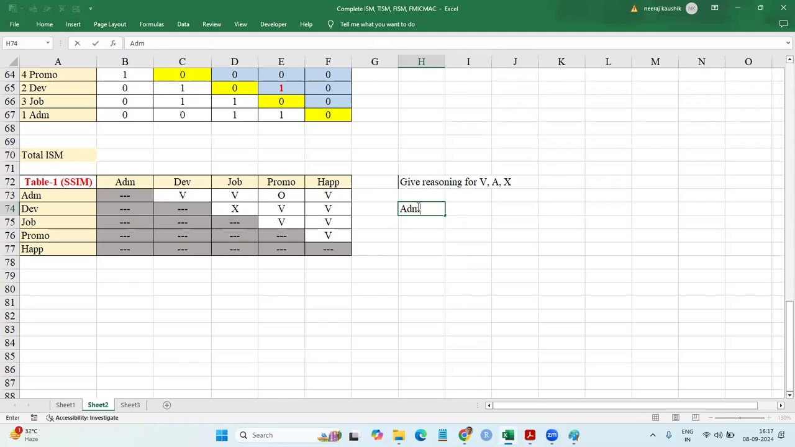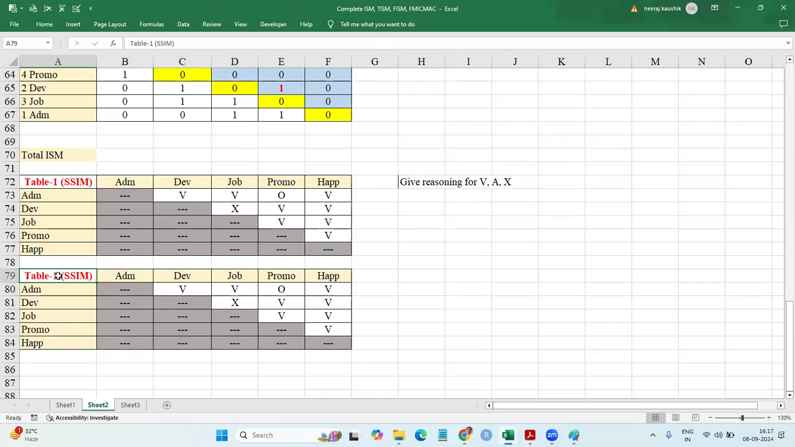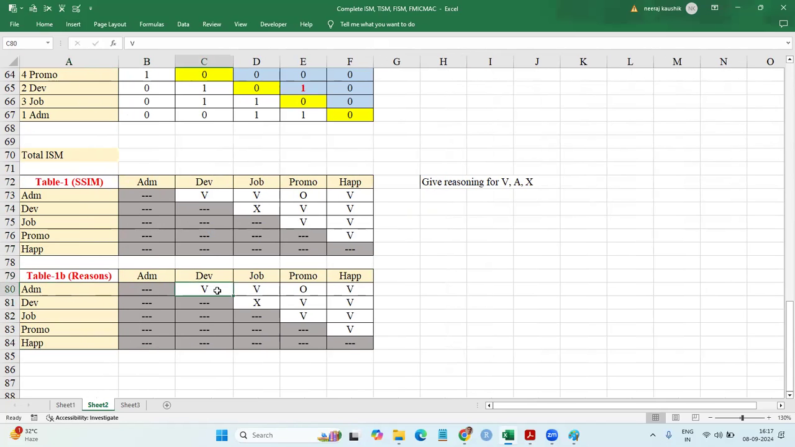From admission, or maybe I will make a table like this. This is table number 1, which the experts have given. And now you make a second table here, or table 1B. Here, give the reasons for the same. So Arun sir, now tell me the reasons. Why do we say admission leads to development? We have to tell only in 4-5 very simple words.